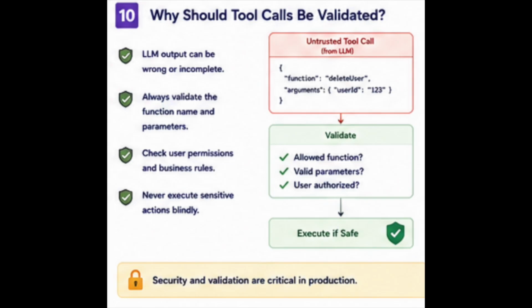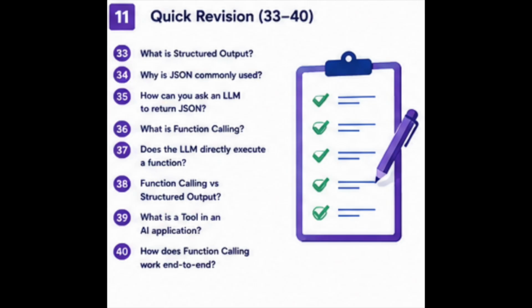The LLM can suggest an action. The application must decide whether that action is allowed. Let's quickly revise today's 8 questions. Structured output means returning data in a predefined format. JSON is commonly used because it is lightweight and easy to parse. We can ask an LLM to return JSON by clearly defining the expected fields and format.